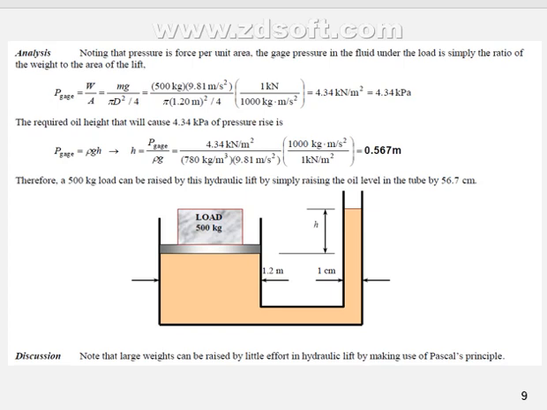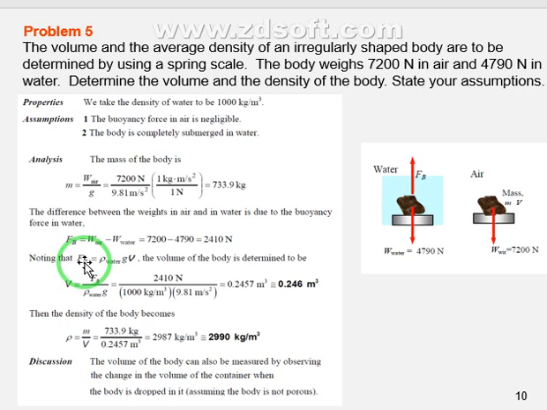Let me see this example. Yes, problem number 5. Very interesting, also very simple. We have an irregularly shaped body, to be determined using a spring scale. We need to calculate the volume of this irregular shape. We know its weight is 7,200 Newton in air, and its weight in water is 4,790 Newton.